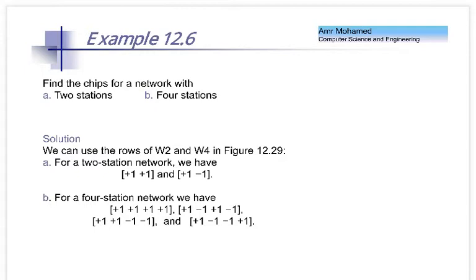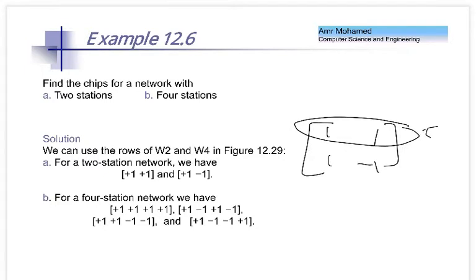Remember that the Walsh 2 table is 1, 1, 1, minus 1. So this will be C1, and this will be C2. Similarly, if you have W4, the first row will be C1, second row will be C2, third row will be C3, and so on. So for 4 stations, we have the 4 codes, which is in the previous slide, extracted from the 4x4 matrix.